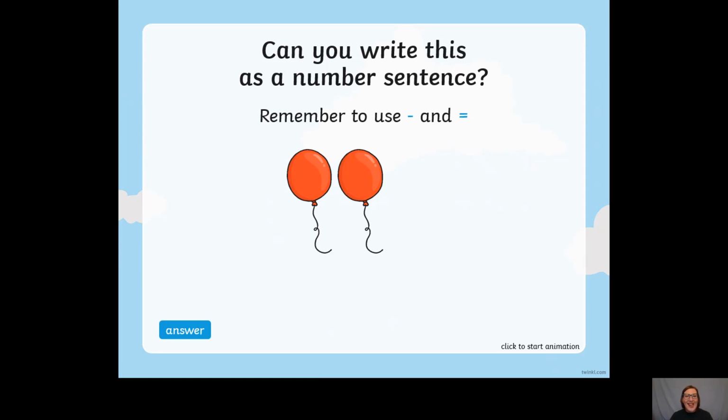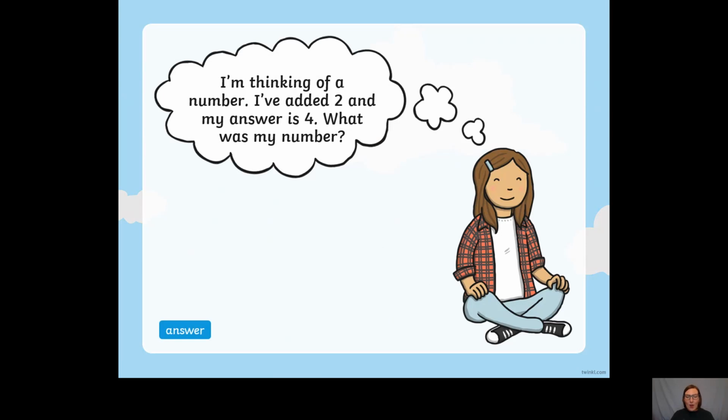Welcome back. How did you get on? Shall we see if our number sentences are the same? We had 3 balloons to start with and 1 popped, so I took 1 away and I'm left with 2. Did you get the same? Fantastic. Okay. Now, I'm thinking of a number and I've added 2 to that number and my answer's 4. Now, what was the number that I started with?